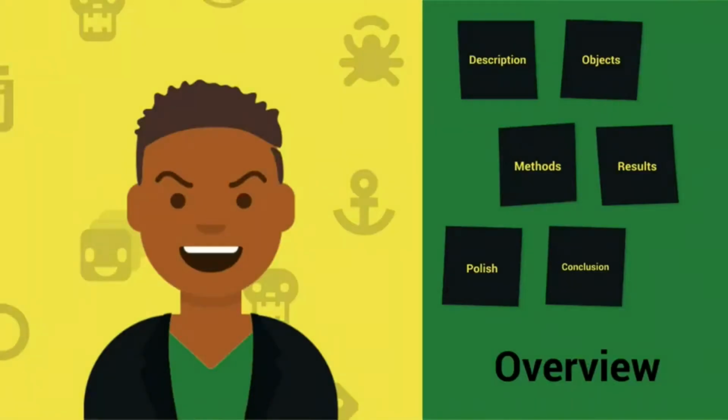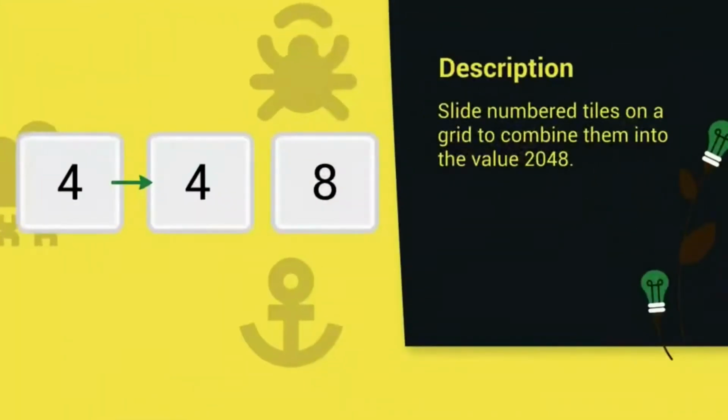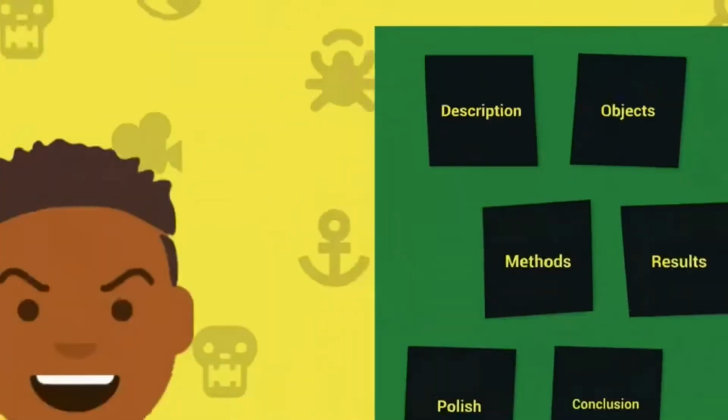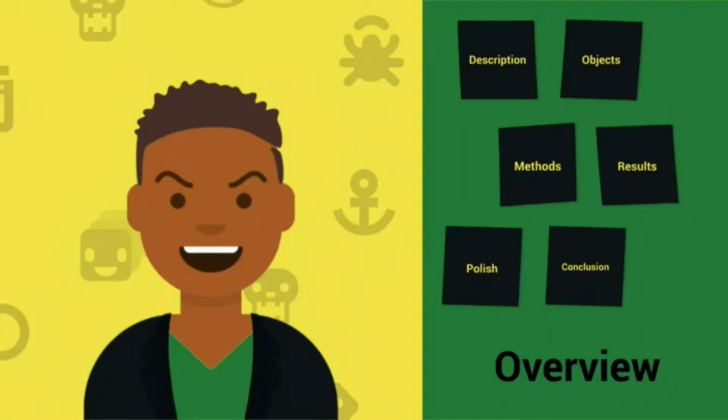The objective of this game is to slide numbered tiles on a grid and combine them to create a tile with the value 2048. I'm going to talk about this in as much of a code agnostic way as I possibly can, but understand the limitations of what we're trying to do here. Depending on your language or what software you're using, your values may vary, but this solution should still work for an assortment of languages.